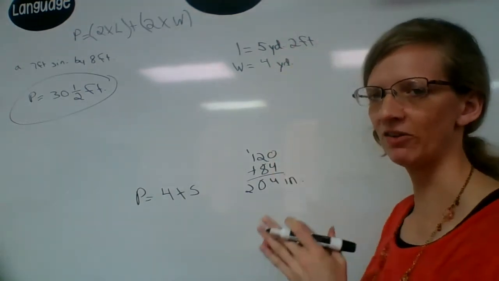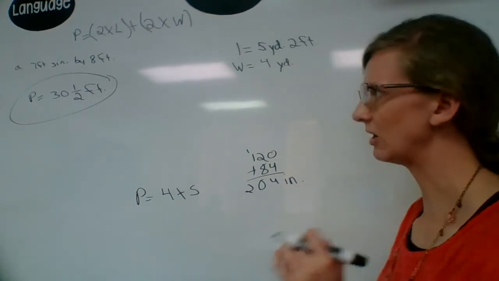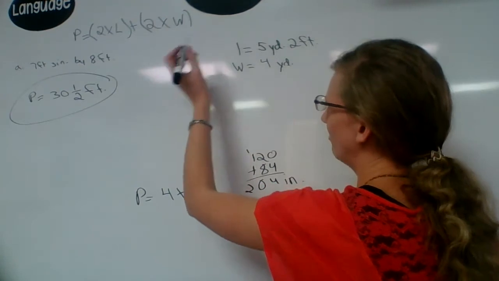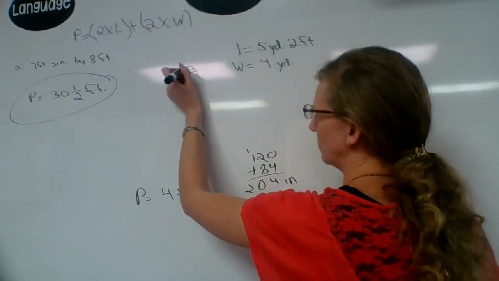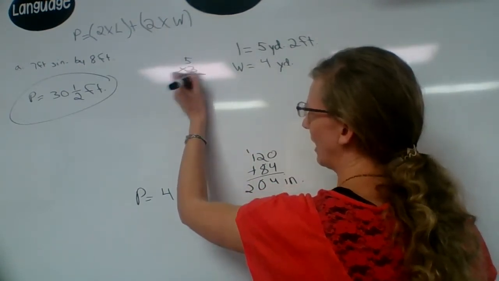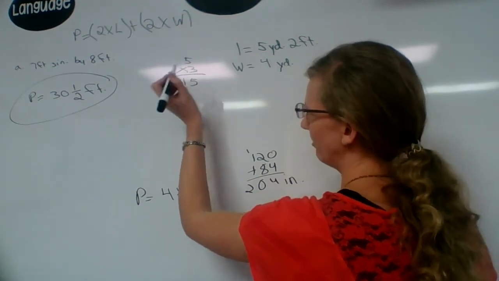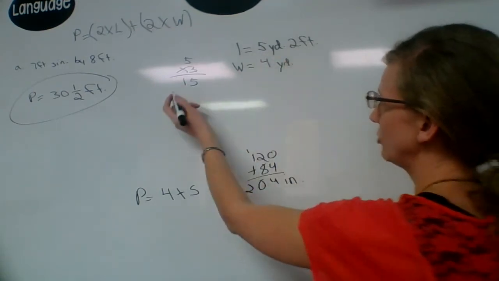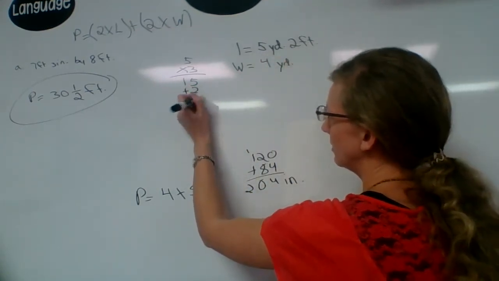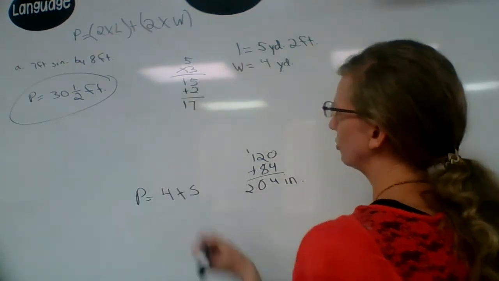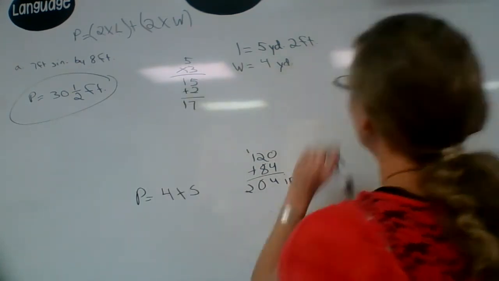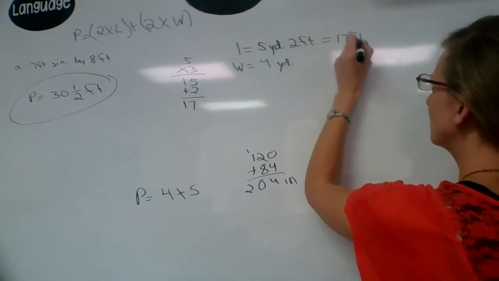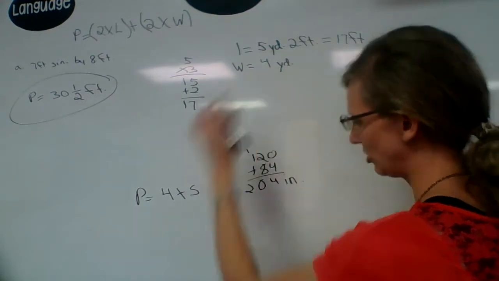First things first, how many feet are in a yard? There are 3 feet in a yard. So I want to make this into feet. I have 5 yards, and there's 3 feet in a yard, so that's 3 times 5. That equals 15. And then I have 2 extra feet because it was 5 yards and 2 feet. So I add 2, and that makes 17. So your length equals 17 feet.